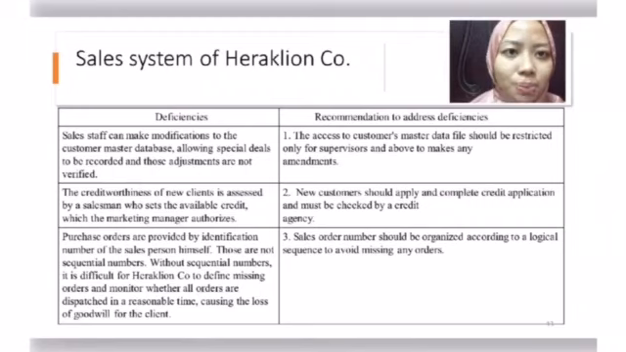The third deficiency of the sales system of Heraclean Company is purchase orders are provided with identification numbers by the salesperson himself. They are not sequential numbers. Without sequential numbers, it is difficult for Heraclean Company to identify missing orders and monitor whether all orders are dispatched in a reasonable time, causing the loss of goodwill for the client. The recommendation for the deficiency is sales order numbers should be organized according to a logical sequence to avoid missing any orders.